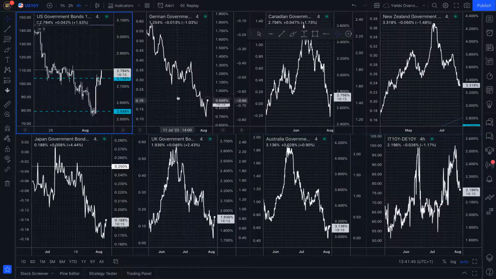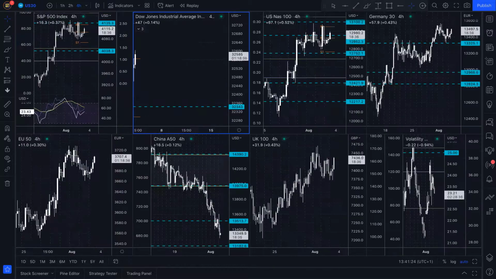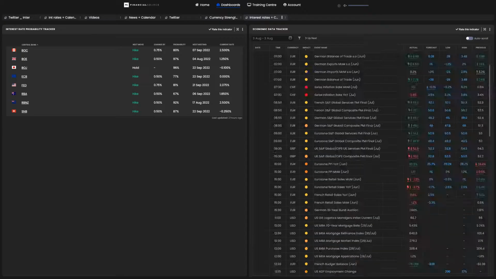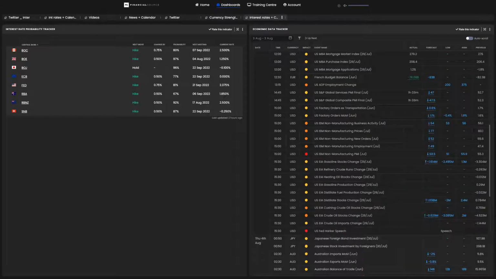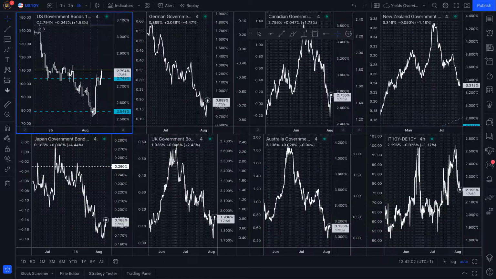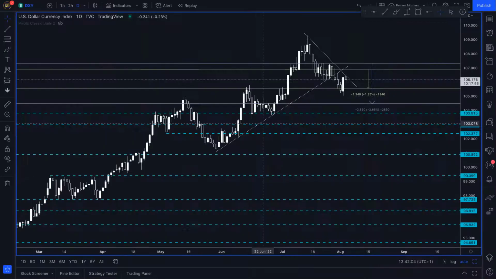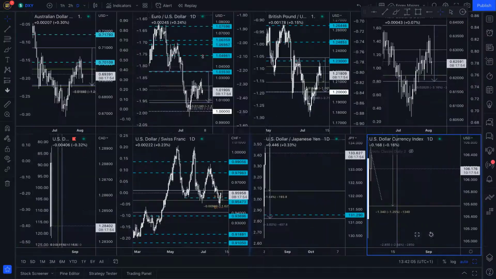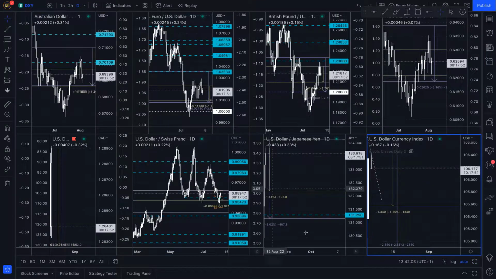So if we get a big miss in the ISM data, the first currency pair we would expect to see fall is the dollar yen. So let's just get this crystal clear. If it's below 51, we would expect the dollar yen to fall lower. Let me just call up the dollar yen and I'll show you what I'll be looking for.